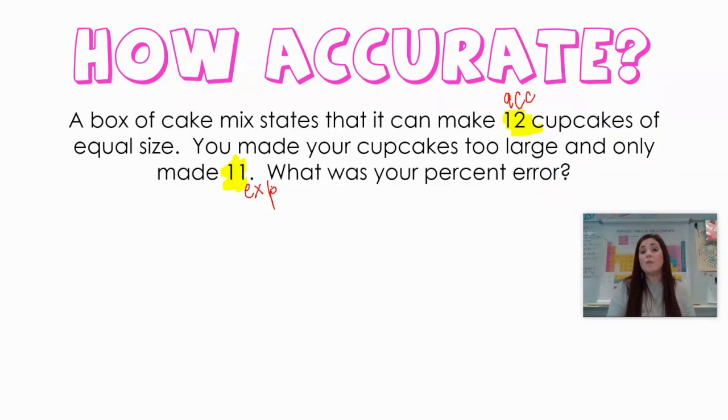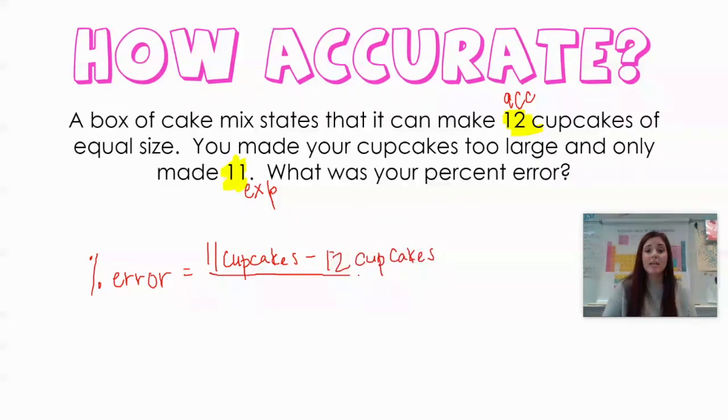And we can calculate our percent error from this. So let's go ahead and do that down below. My percent error is going to be equal to my experimental value, which I found to be 11 cupcakes. You don't have to necessarily write units, but I'm going to include units here because why not? My actual value, my accepted value, the box says I should make 12 cupcakes. And I'm going to divide this whole entire thing by 12 cupcakes on the bottom. And because this is a percent, we're going to multiply that by 100.